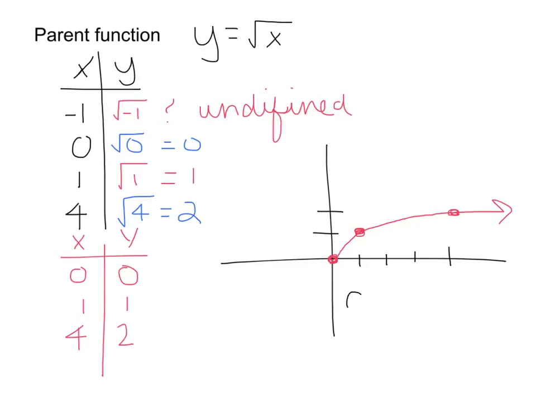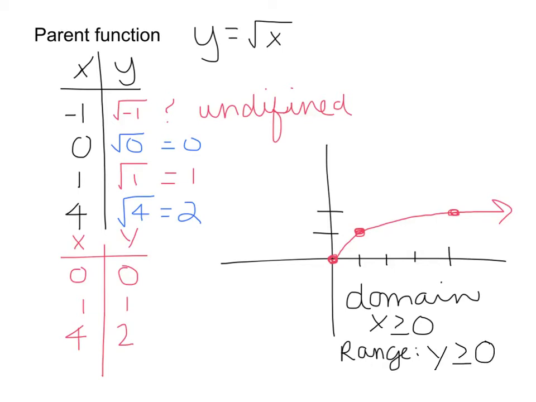Now let's add the domain. So since there is no number under this radical behind the x, your domain is x is greater than or equal to 0. For the range, check out what a is, so the number out in front, a is a positive 1. Since there's no number at the end, your range is going to be y is greater than or equal to 0.